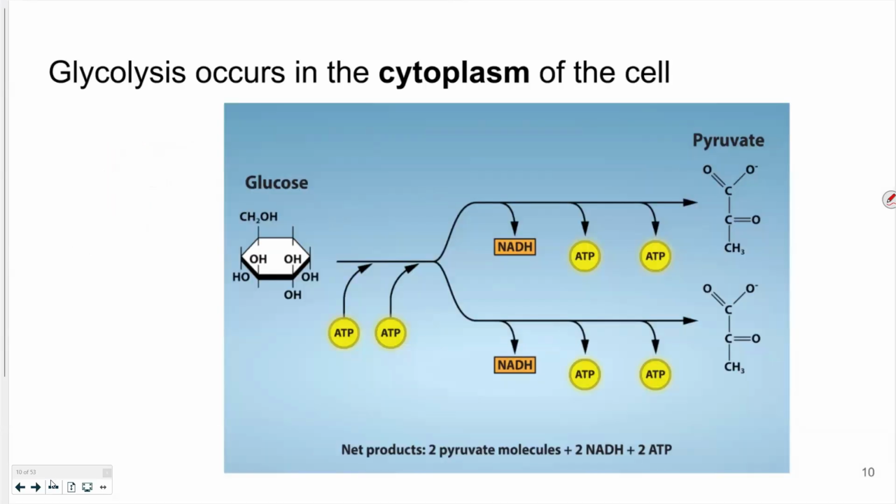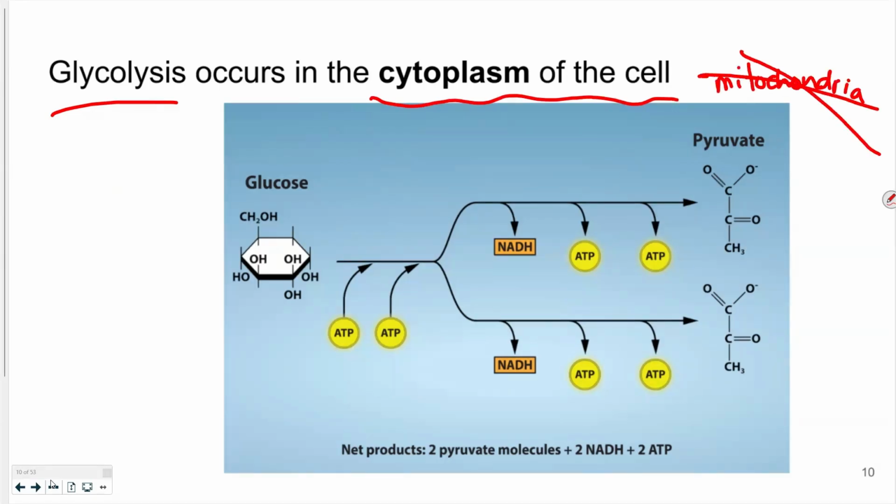I have a quick overview of glycolysis. Glycolysis is going to occur in the cytoplasm of the cell. Mitochondria are not even needed. No, we don't need mitochondria yet. What we're going to do is take our glucose molecule, and in order to make money, you got to spend some money. So we're going to spend 2 ATP, which is going to make our glucose molecule unstable and break it in half.